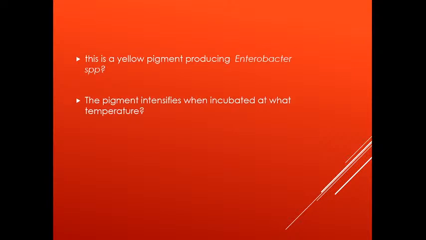Okay, cloacae. This is the yellow pigment producer Enterobacter species. Of course, Enterobacter sakazakii. Okay, the pigment intensifies when incubated at what temperatures? Of course, at room temperature.